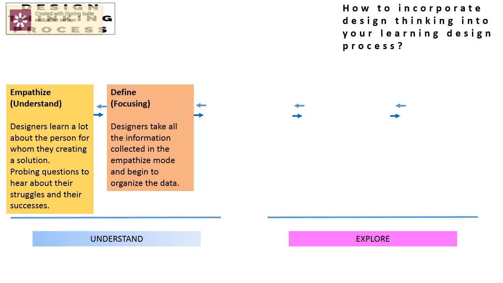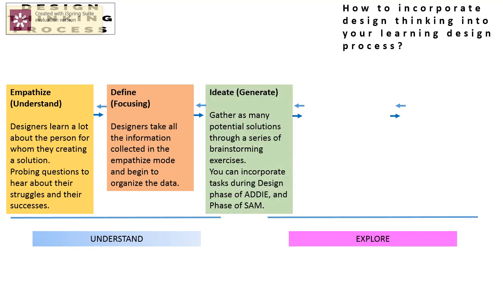Now, the next stage is ideation. Once you have clearly defined the problem based on the information you gathered during empathize, you are ready to enter the mode of ideation. Now, what is ideation? Ideation is the process of gathering as many potential solutions as possible through a series of brainstorming exercises. This activity fits nicely into both a traditional and agile instructional design process. You can incorporate ideation mode easily into the tasks you perform.